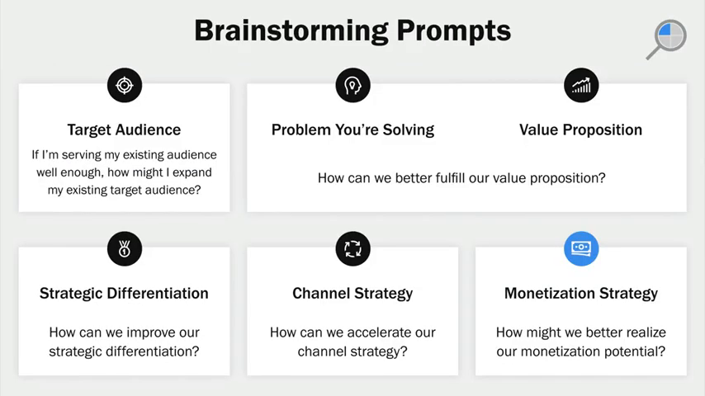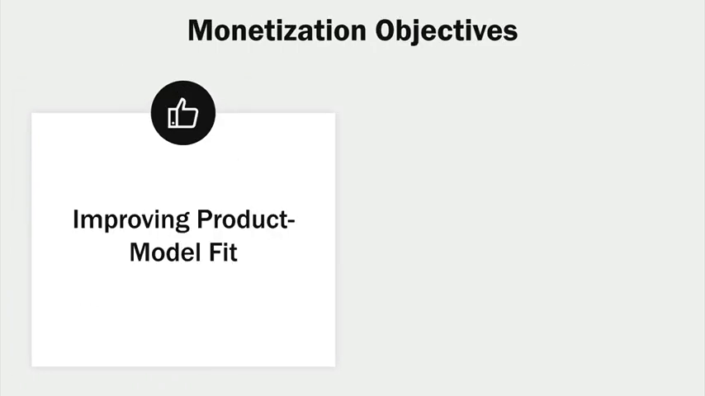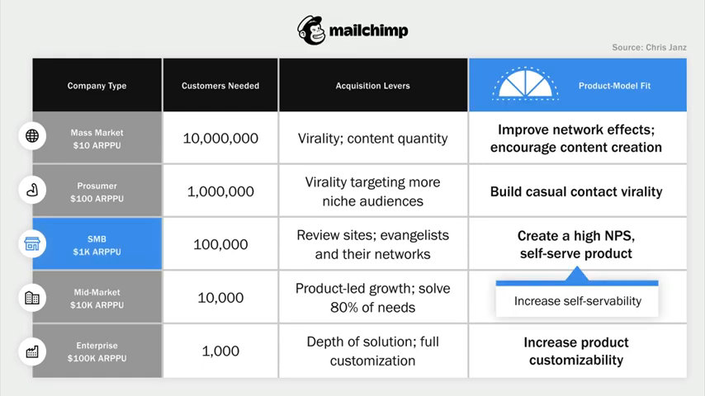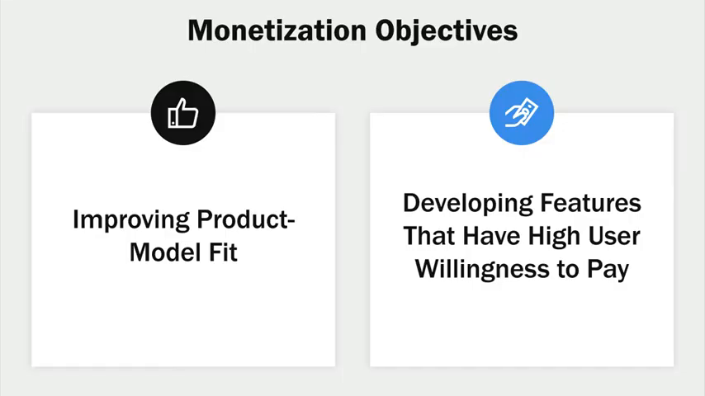Finally, the last strategy lens prompt is, how might we better realize our monetization potential? Objectives fall into two categories: improving product model fit and using the common patterns for improving fit as discussed in the product strategy module. For example, MailChimp primarily serves SMBs. One of the ways it can improve its product market fit is by increasing self-servability. To that end, they make their tools extremely intuitive to use.